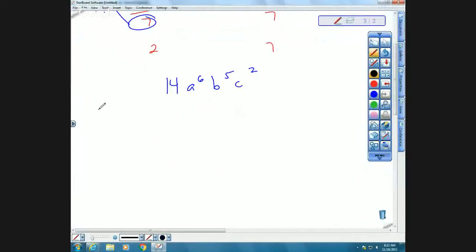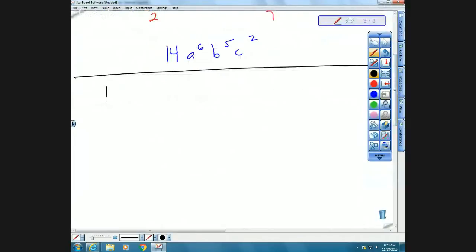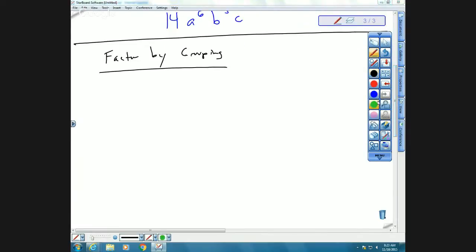Factor by grouping. Factor by grouping is exactly that. You're going to group them and then you're going to factor them. So factor by grouping is what you use when you have four different terms.